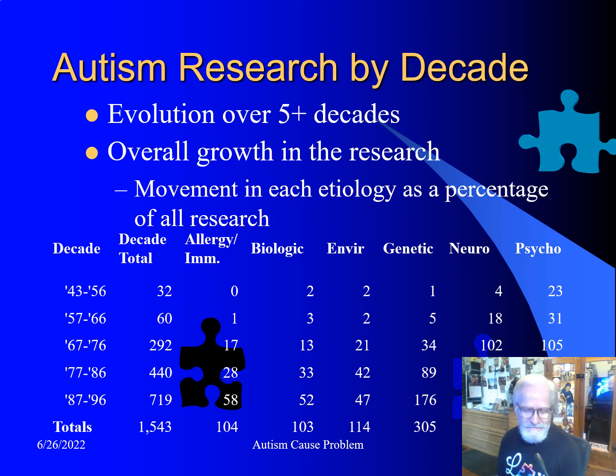Biological investigations numbered 52, while allergy and immunological studies accounted for 58 of the 719 causes addressed.